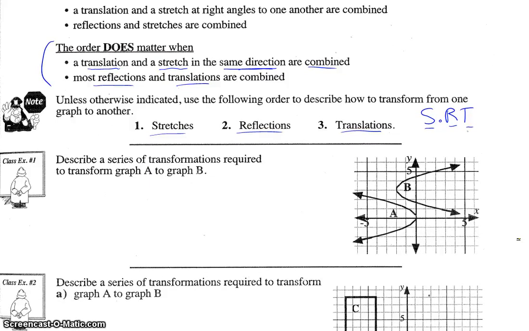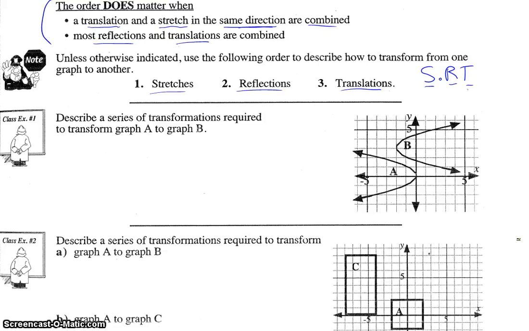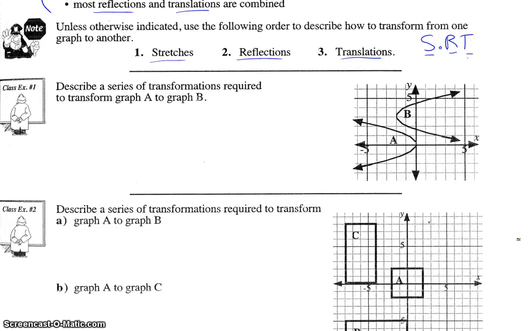Describe a series of transformations required to transform graph A to graph B. Okay, so you have to think about the different transformations we have: stretches, reflections, translations. First of all, stretches. When you're looking at that, you're looking at the general shape of it, or some dimension of it. Has that dimension changed? Because if it has, then it's been stretched. So let's take a look. Well, it kind of looks like these parabolas are exactly the same size. Let's compare over 1, down 1, over 1, down 1. Yep, they're the same size.